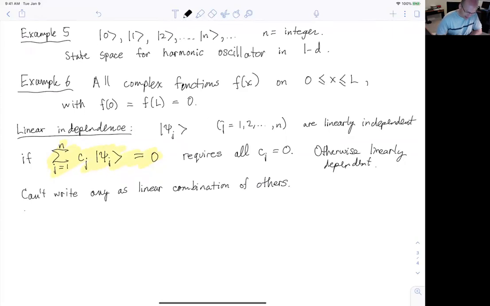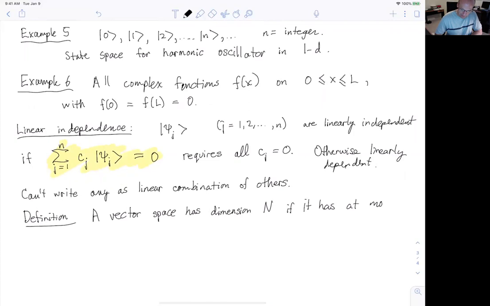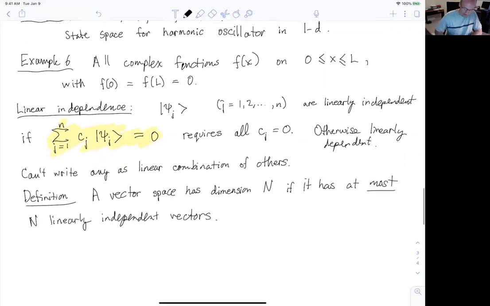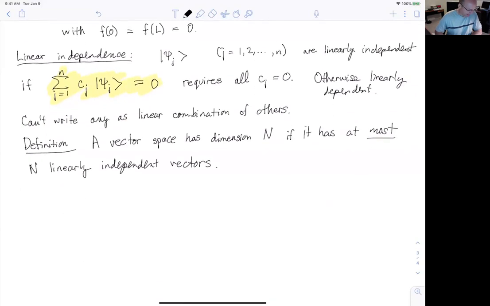Okay, so now a definition. For a vector space, we can define its dimension by asking how many linearly independent vectors it has. A vector space has dimension, let's call it capital N, if it has at most n linearly independent vectors. In other words, you can find n of them, but if you tried to add another one, they wouldn't be linearly independent anymore.